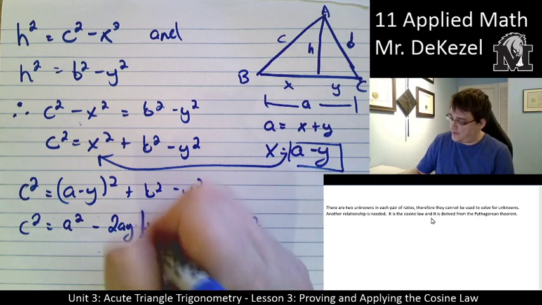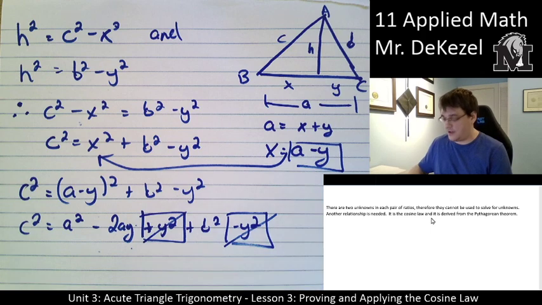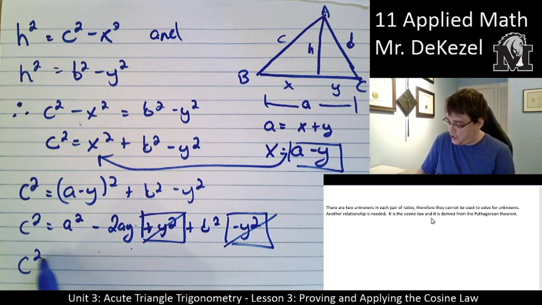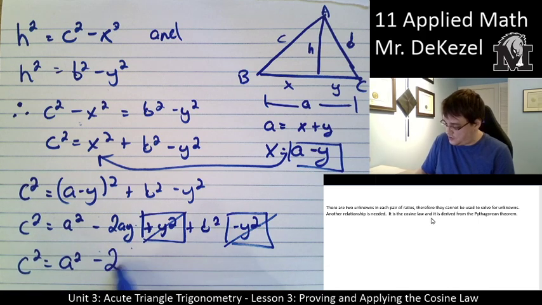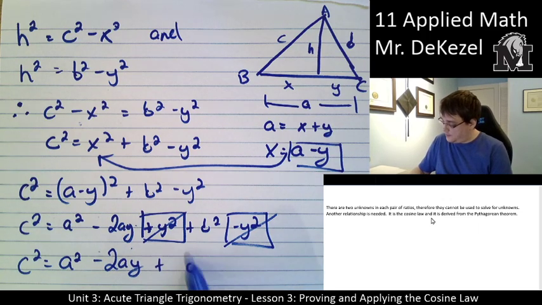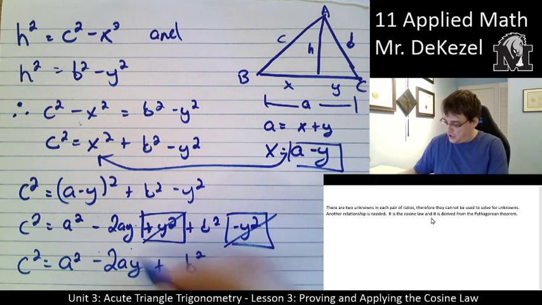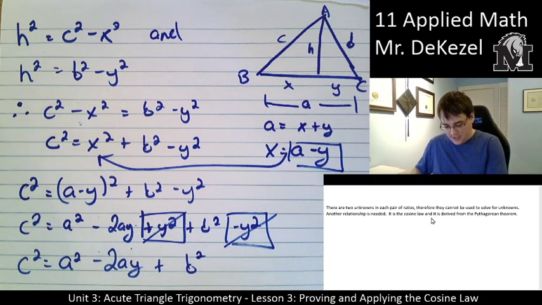You can see that we have a plus y squared and a minus y squared, so those are going to cancel out. We are left then with c squared is equal to a squared minus 2ay plus b squared. Almost forgot it. I felt like I was forgetting something. So we're almost to a point where it is only sides and angles, but we still have this y in here that we do not like. So we are going to come up with another expression so that we can get rid of it.